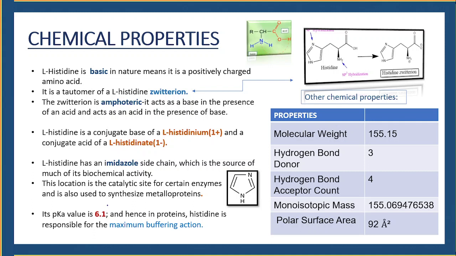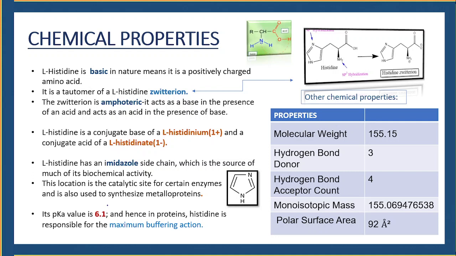Chemical properties. L-histidine is basic in nature. It is a basic amino acid. Basic means a positively charged amino acid. Now, before talking about positive charge, we should know the concept of the zwitterion.